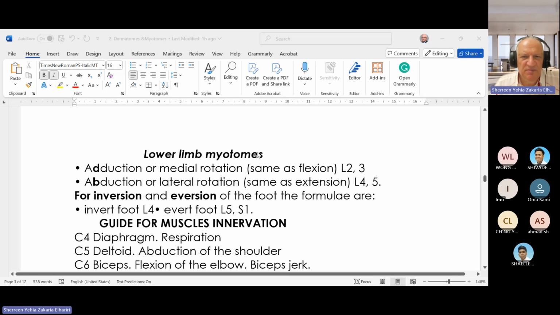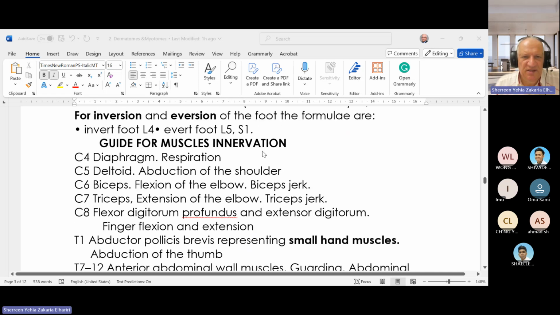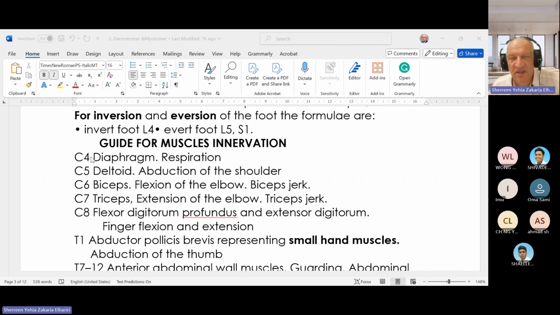Of course, myotomes, again: you can just remember adduction or medial rotation is L2, 4, abduction and lateral rotation is L4, 5. Inversion and eversion will come later. It is inversion of the foot L4, eversion L5 and S1. Of course, in general, this covers all muscles, starting from the diaphragm, phrenic nerve mainly C4. Of course, each nerve is not one root. For phrenic it is C3, 4, 5, but the main innervation is C4.